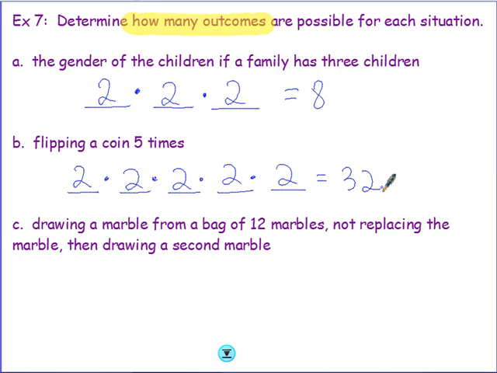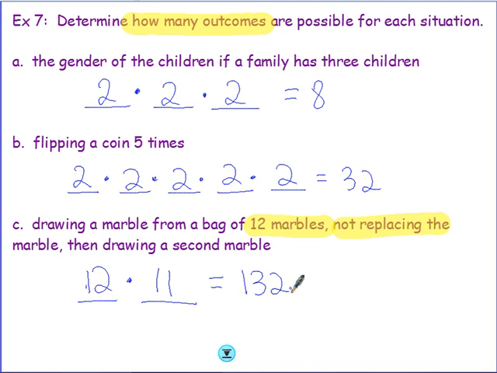Now, you are drawing a marble from a bag of 12 marbles. The problem is you are not replacing that marble. So you're going to take a marble out, you're going to set it down, and the bag is now changed. You're then drawing a second marble. So first draw, second draw. First draw, there's 12 marbles in the bag. However, you took a marble out and you left it out. So on that second draw, there's only 11 marbles in the bag. And so when we multiply those, we get 132.